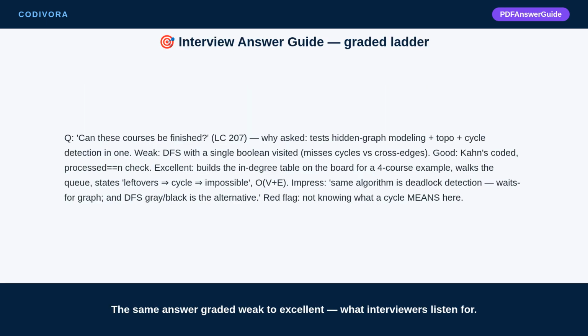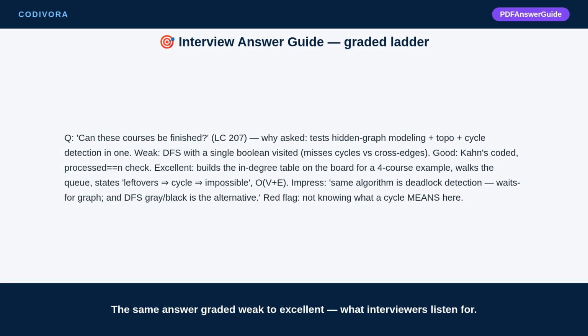Here is how the same answer is graded from weak to excellent, so you know exactly what an interviewer is listening for. Question: can these courses be finished? LC 207. Why asked? It tests hidden graph modeling plus topo sort plus cycle detection in one. Weak: DFS with a single Boolean visited. Misses cycles versus cross edges.